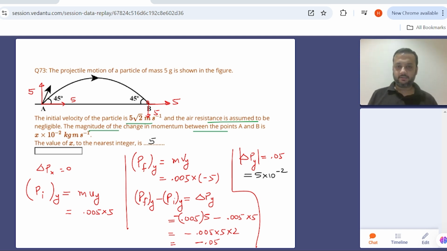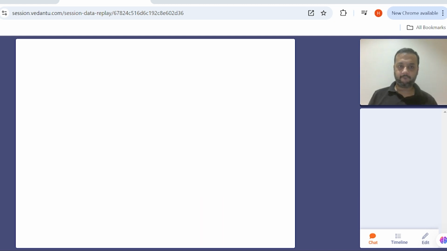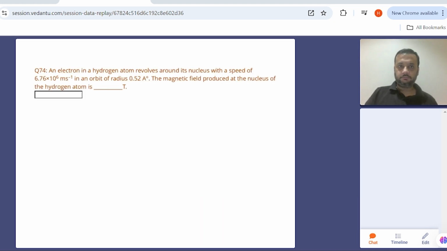Let us have a look at the next question. An electron in a hydrogen atom revolves around its nucleus with the speed of this in an orbit of radius 0.52 angstrom. The magnetic field produced at the nucleus of the hydrogen atom is. Okay. So now you can do this question by two methods. Either you can use the formula of magnetic field at the center of the ring, or you can write the magnetic field of the moving charged particle.